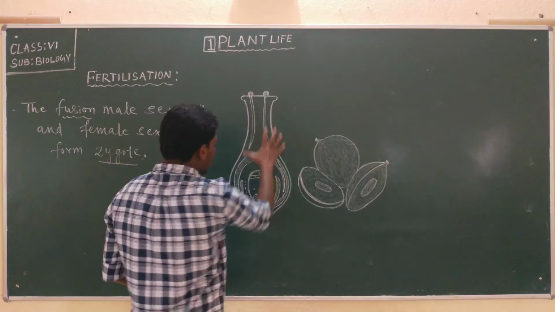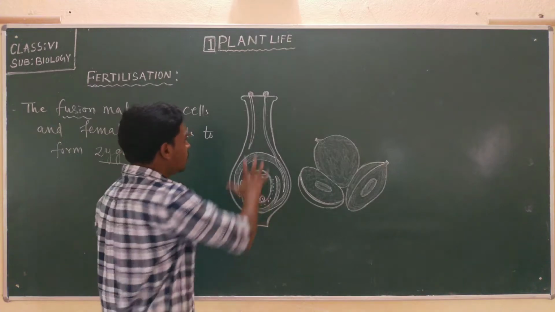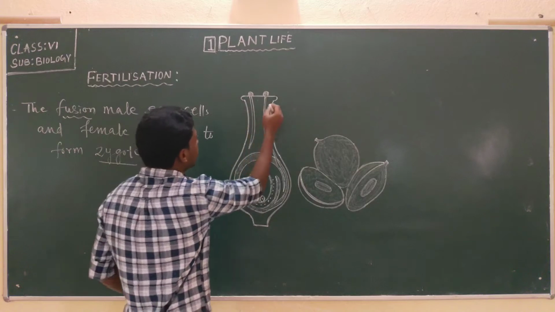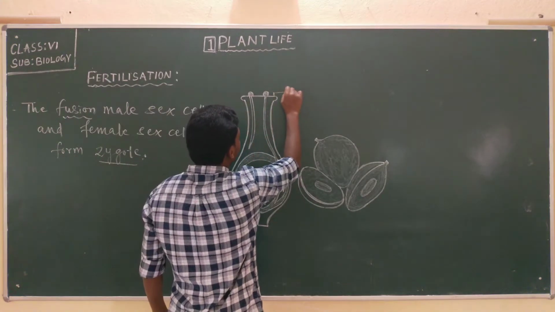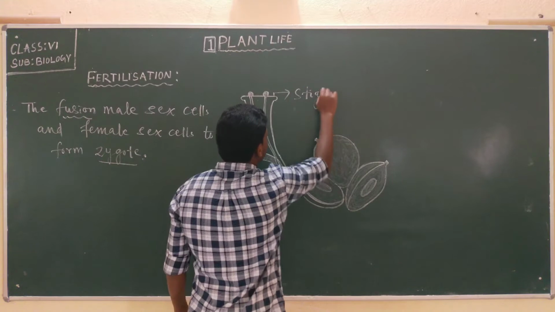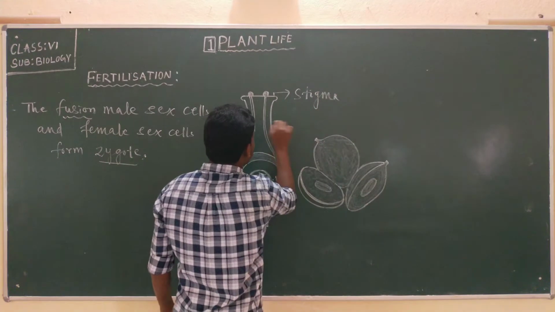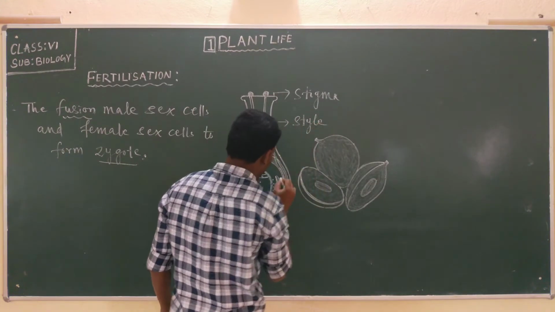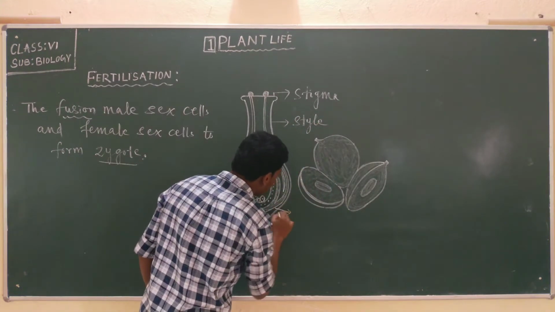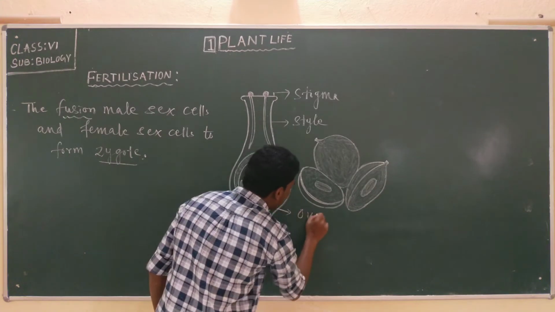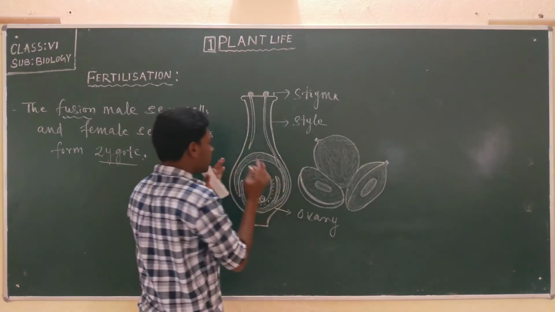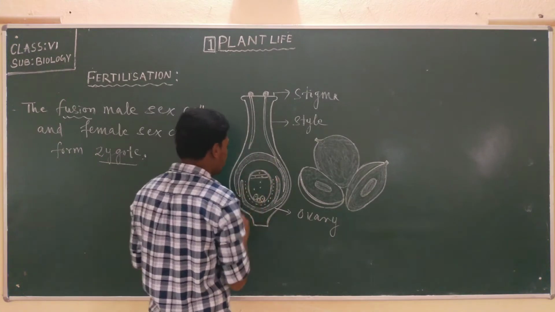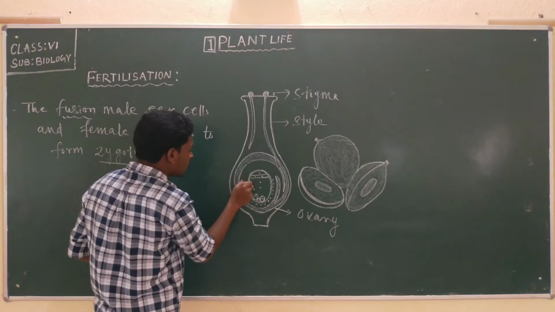This is the female reproductive part, and let us label it. This is the stigma, and this is the style. Here you can see the ovary, the swollen structure. Inside the ovary we have the ovule. So this is going to be the ovule.